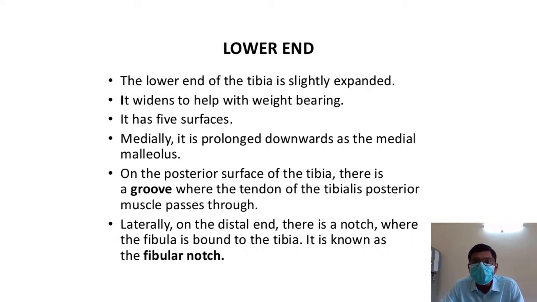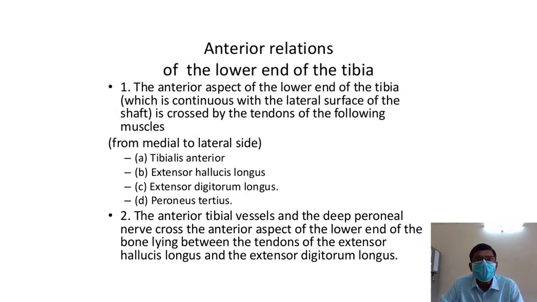Medially it is prolonged downwards as the medial malleolus, as I told you. On the posterior surface of the tibia there is a groove through which the tendon of tibialis posterior passes, and laterally on the distal end there is a notch where the fibula is bound to the tibia. This is known as the fibular notch. Coming to the anterior relations of the lower end of the tibia.